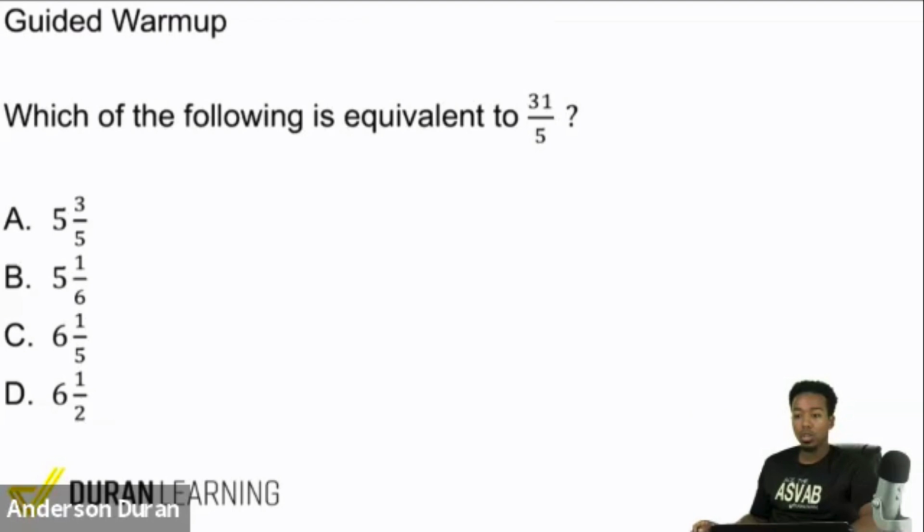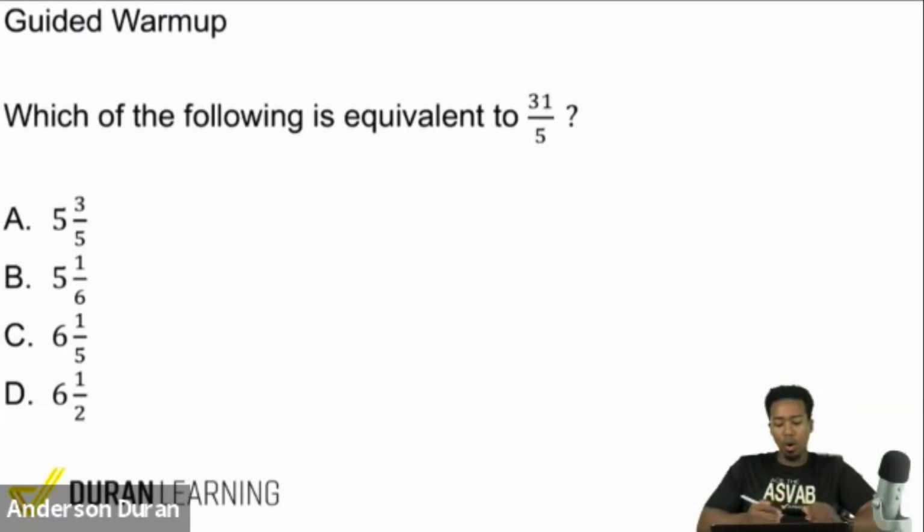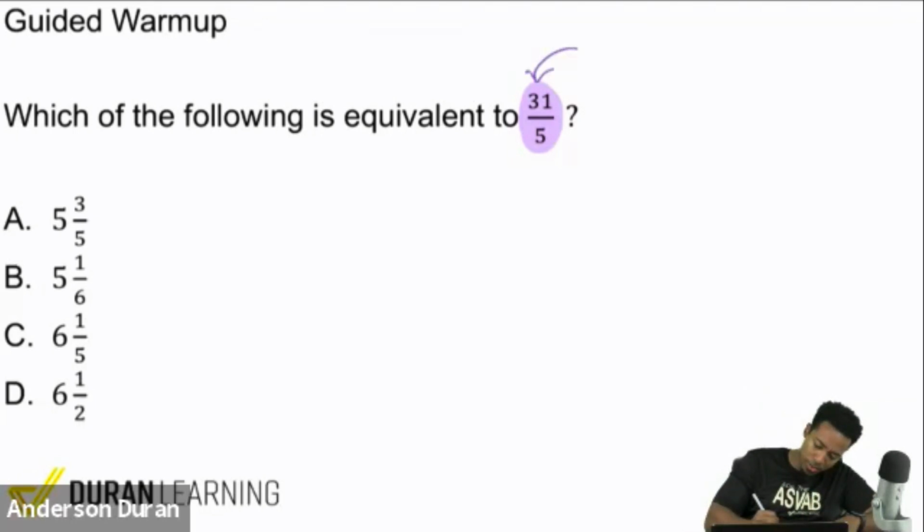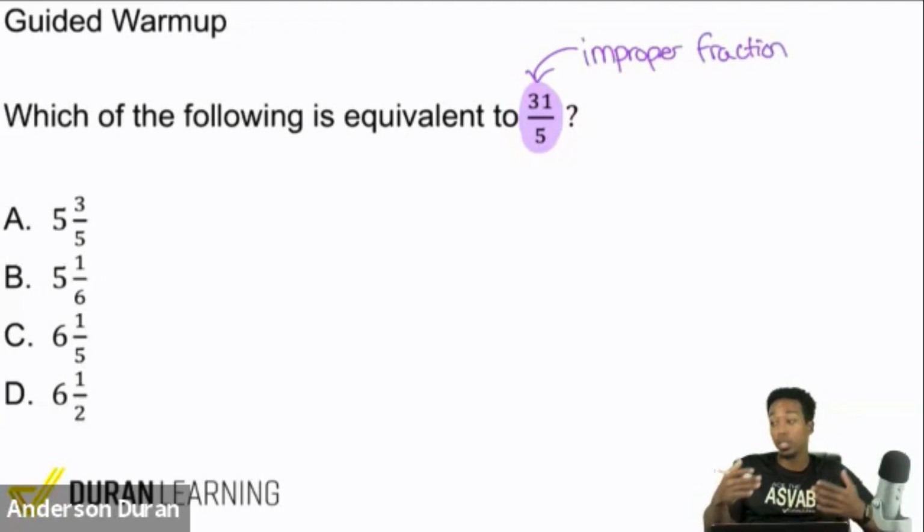Sounds good. So everybody, what form is 31 over 5? What is that called again? Thank you for being specific there. Yeah, improper fraction. That's an improper fraction. So let's just go and call it out there. Call it for what it is. That's an improper fraction. The reason that we know it's an improper fraction is because the numerator is bigger than the denominator.